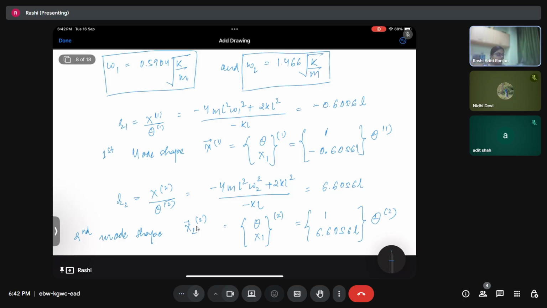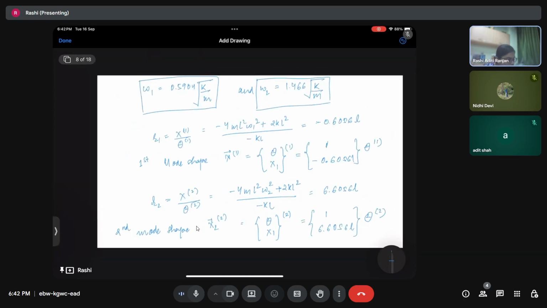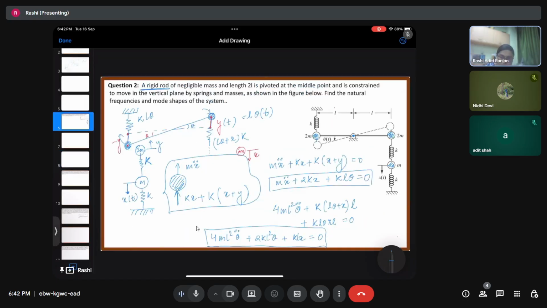Okay, I hope this is clear. So we were supposed to find out the mode shapes for a 2 degree of freedom system like this, which has 3 masses, but it is essentially a 2 degree of freedom system. The reason being that the first 2 masses are connected by a rigid rod, right?